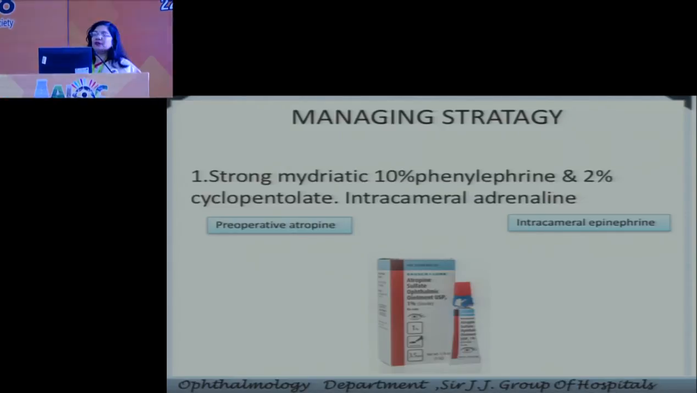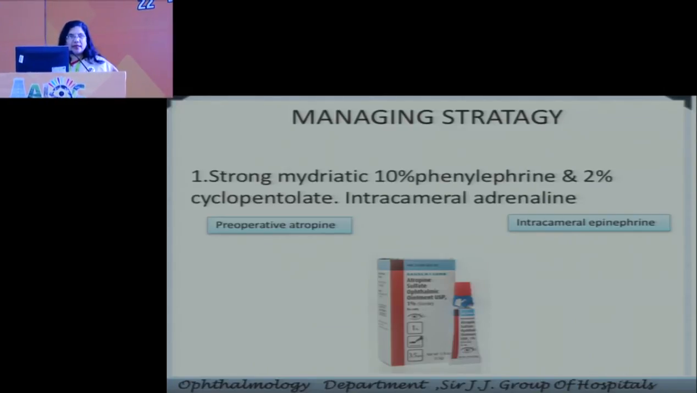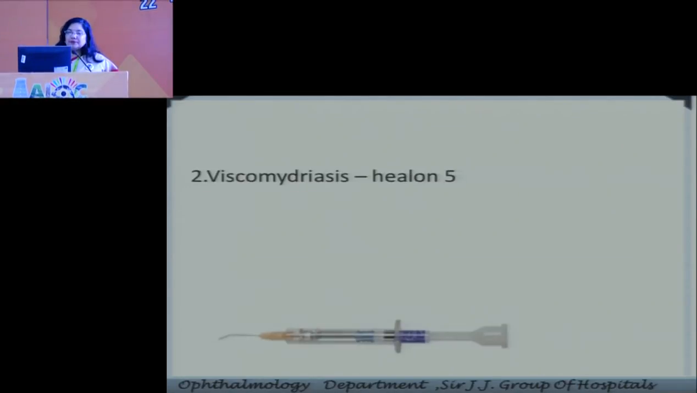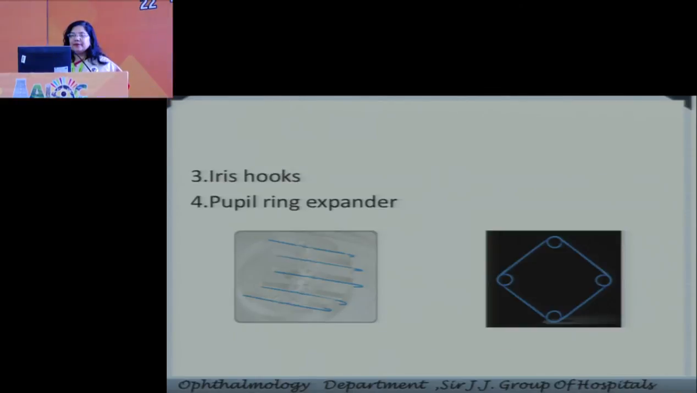You start with using dilating drops. When you have seen the patient in the pre-operative time, when you are assessing the patient for cataract surgery, you are mentally prepared because you know that this patient's pupil does not dilate. So you take more effort to dilate the patient's pupil. You use intracameral epinephrine. Viscomydriasis, because with a heavy viscous fluid, the pupil dilates slightly.